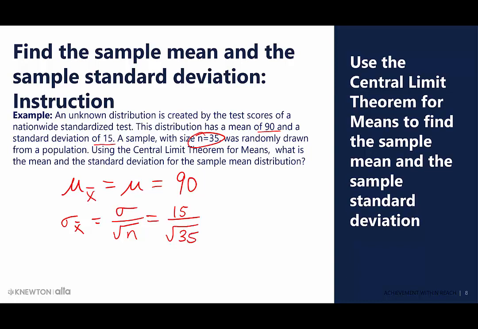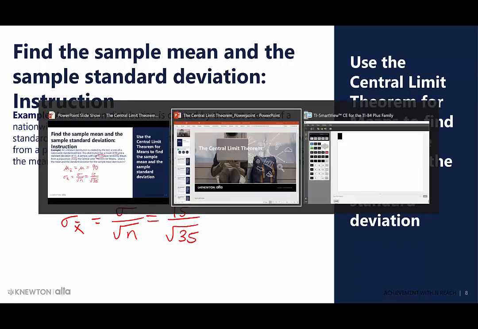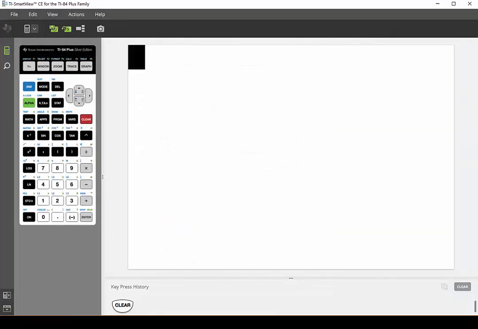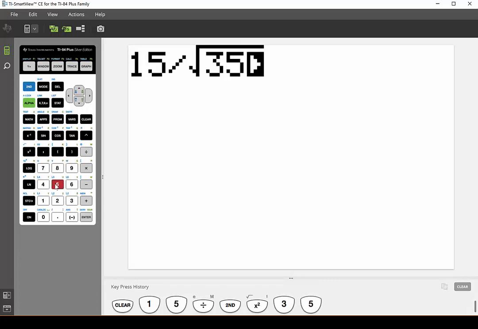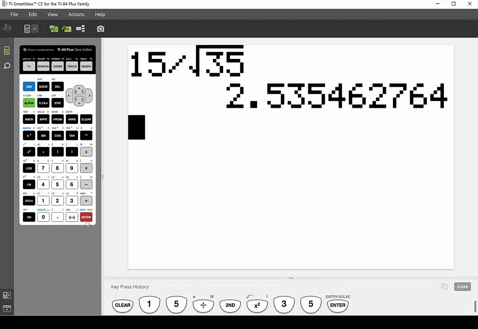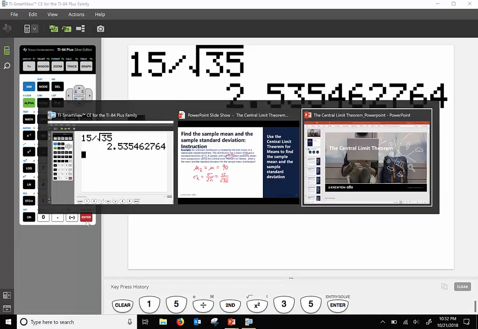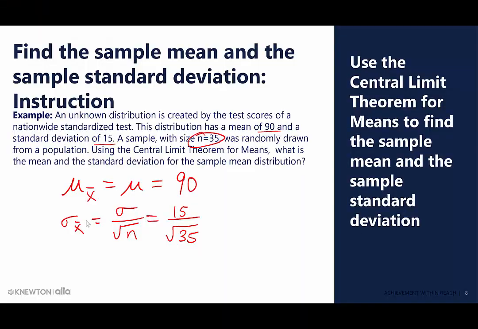I'm going to load up my calculator and we are going to calculate what that value is. So I'm going to take 15 and divide it by the square root of 35. Rounded to 2 decimal places, I got 2.54. So this is approximately 2.54. There you have it. That's your mean, and that is your standard deviation of the sample mean distribution.